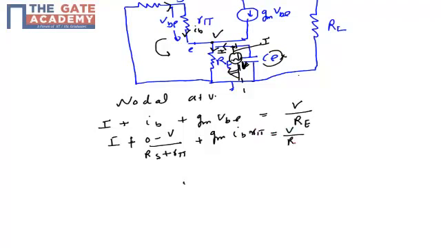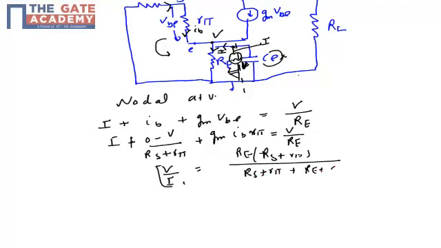For V by RE, if you solve this expression and find the expression in terms of V and I, put the value of IB here also. After the calculation, you will get the final expression as RE plus RE into (RS plus r pi) upon (RS plus r pi plus RE plus gm r pi RE). This will be your final expression for this calculation.